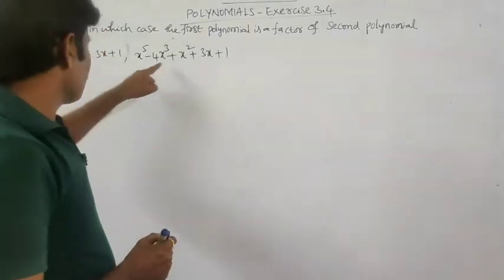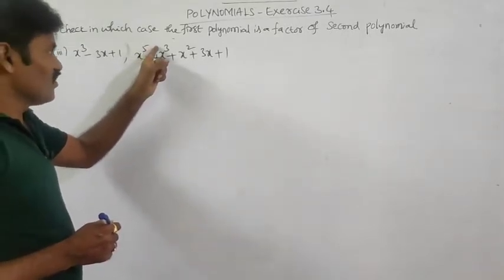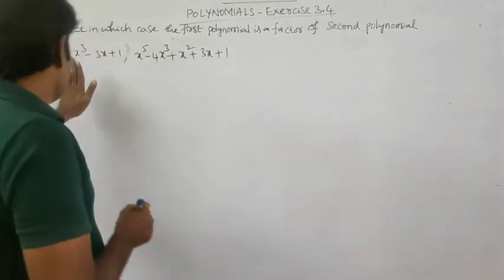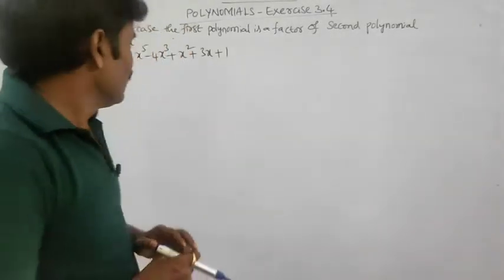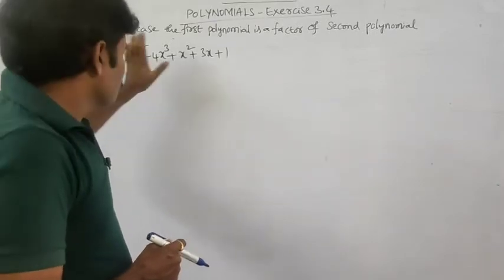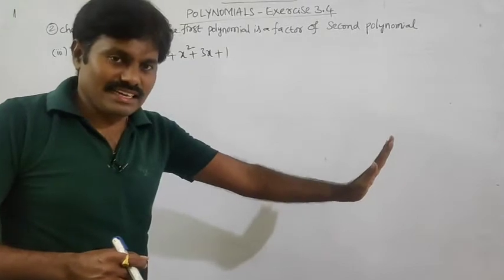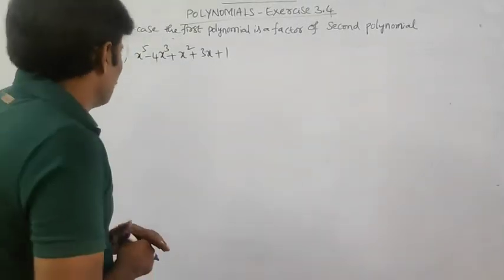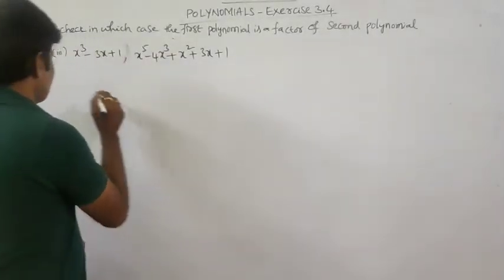See whether all the terms are present or not. No, here the degree 4 term is missing. In the divisor, the degree 2 term is missing. But no need to worry about the divisor. In the case of the dividend, you have to arrange it in descending order of degree. So the process is the same. So I have arranged it.